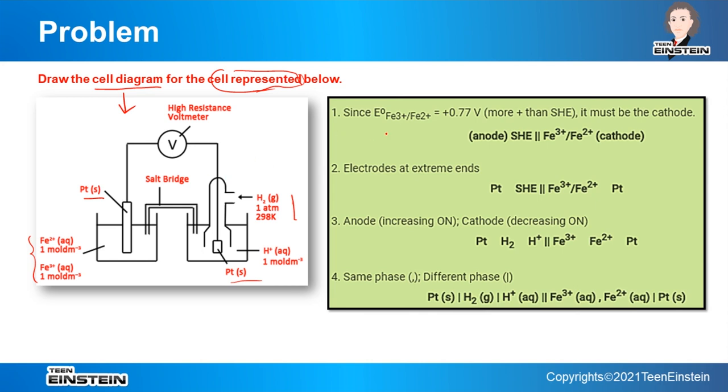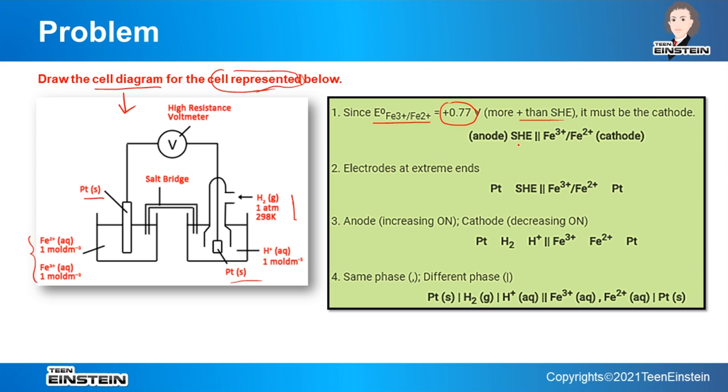Now you have to know the reduction potential value for this system. If you do not know it, then it is not possible to write the cell representation, because from this diagram it is not clear which is anode or cathode, since we do not know the electron flow direction. As it is given that it is +0.77, which is more positive compared to SHE, it will be treated as cathode, because the higher the positive value, the greater the tendency to accept electrons. That is why it will be cathode.